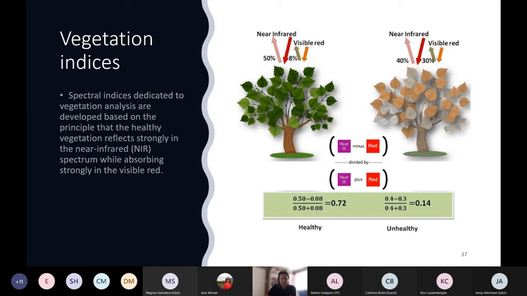When you have a healthy tree or healthy leaves, you don't get so much back from the red, but you get a very strong reflectance from the near infrared. When the tree is aging, or the vegetation season is going to its end, it's quite different. Or if the tree just gets dry or something happens with the climate. So this vegetation index can go from healthy, 0.72, to unhealthy or declining, like 0.14. So this is a very much used index among many indices.